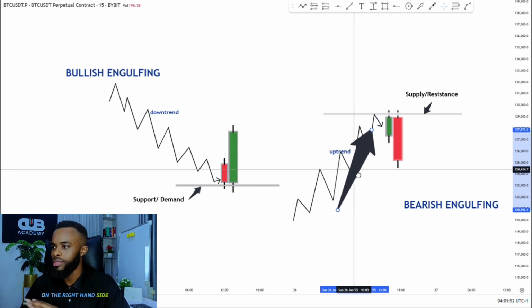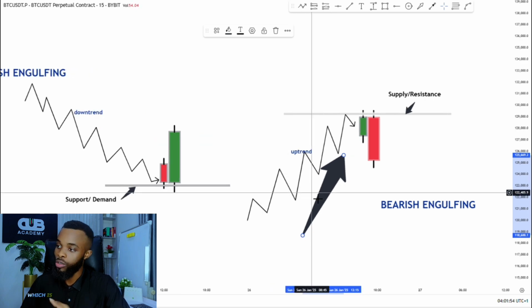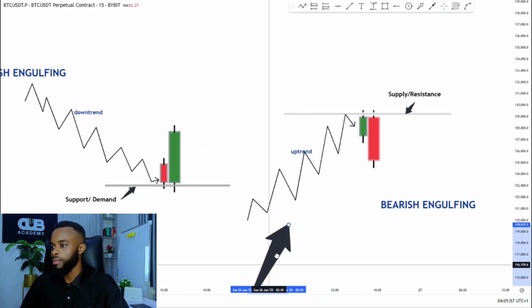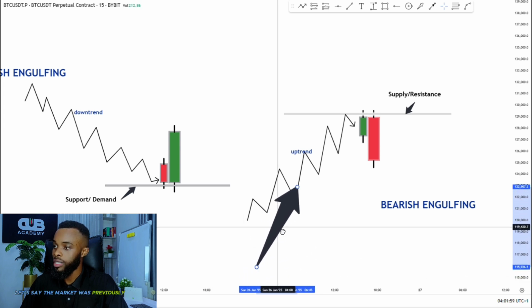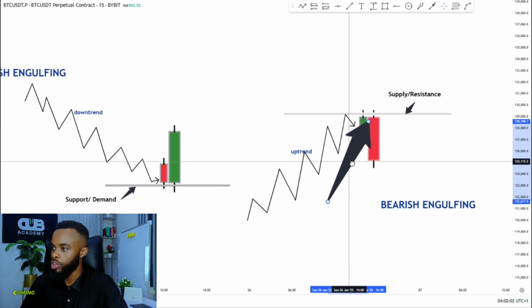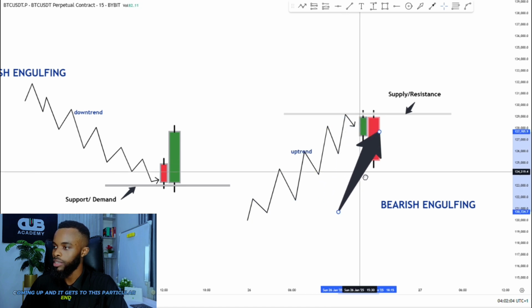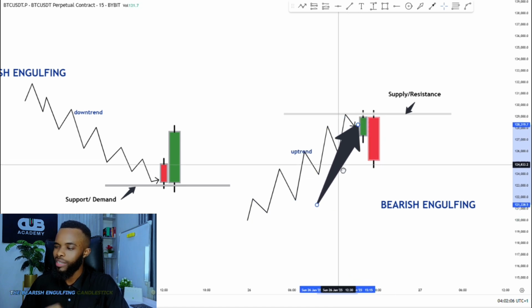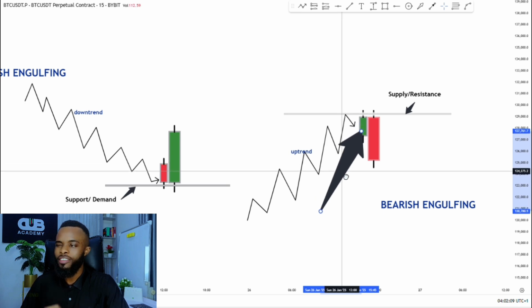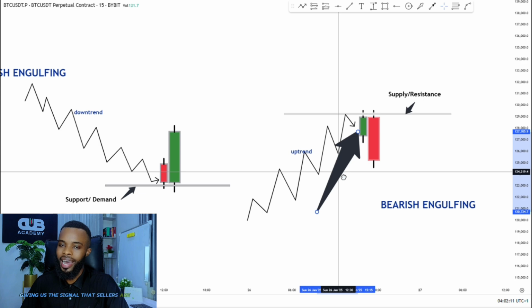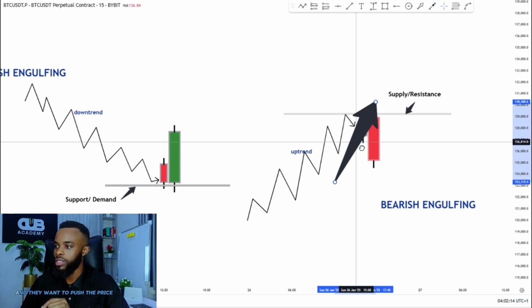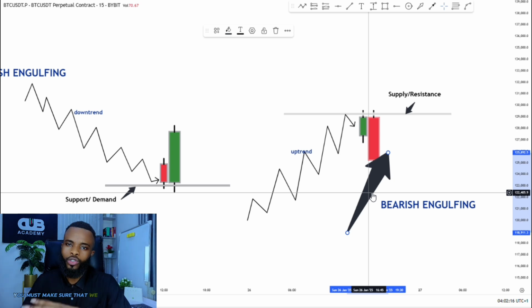On the right hand side, the same thing goes with the bearish, which is the opposite. Let's say the market was previously in an uptrend, the market was coming up, and it gets to this particular end. The bearish engulfing candlestick pattern now forms, giving us the signal that sellers have stepped in and they want to push the price to the downside. So we must make sure that we spot either the bullish or the bearish pattern at the end of either the uptrend or downtrend. So that is number 1.